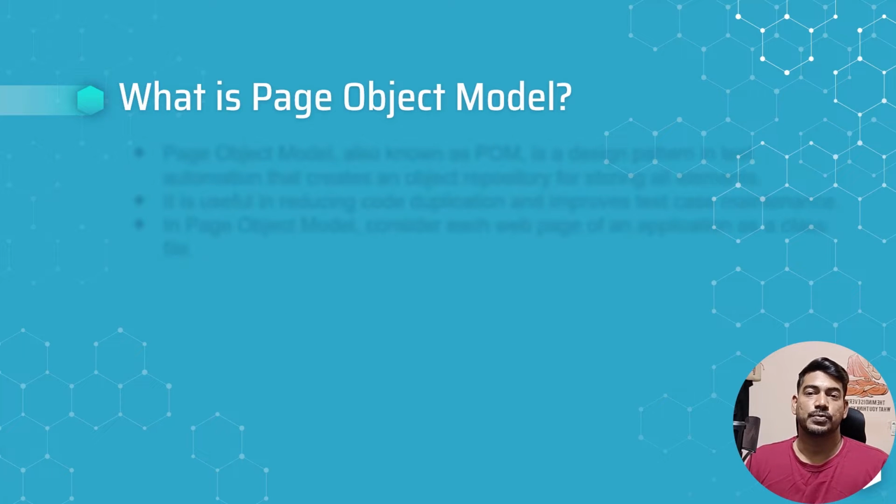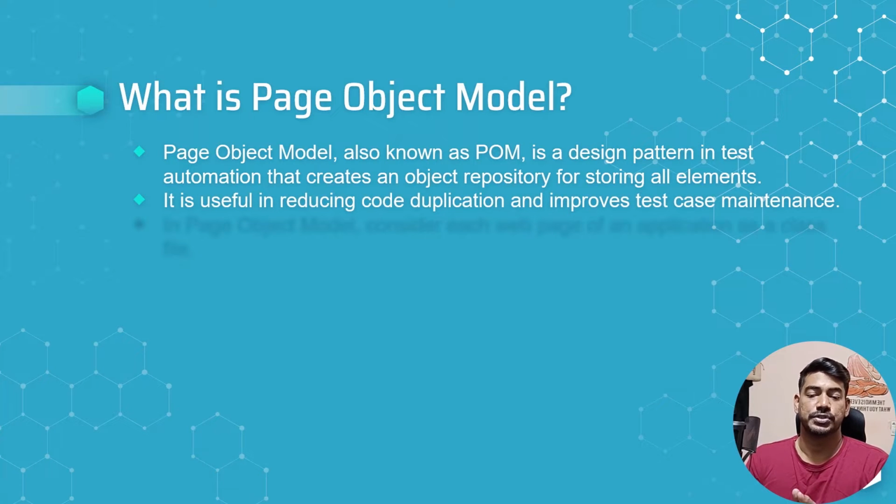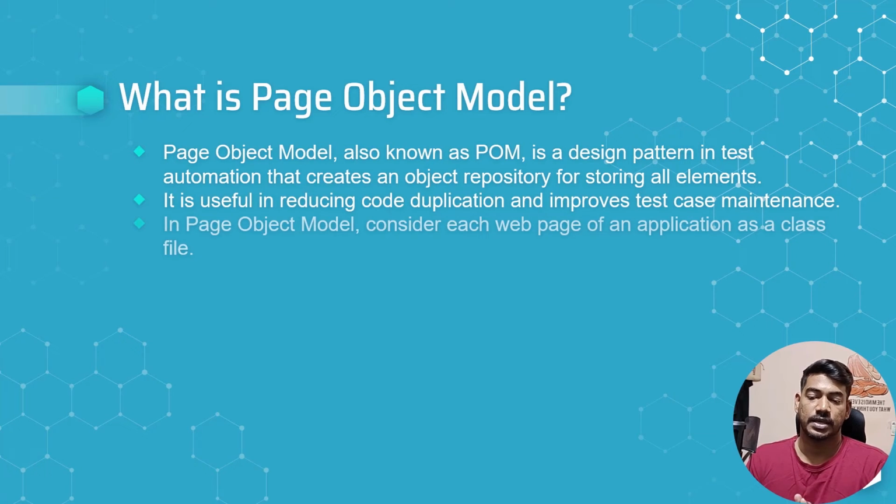So the question is, what is page object model? Page object model, also known as POM, is a design pattern in test automation that creates an object repository for storing all the elements. It is useful in reducing code duplication and improving test case maintenance. In page object model, consider each web page of an application as a class file.